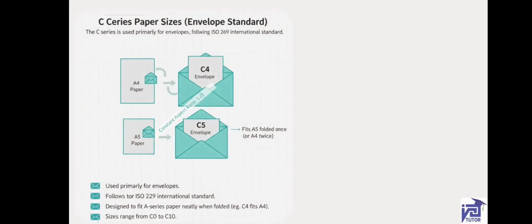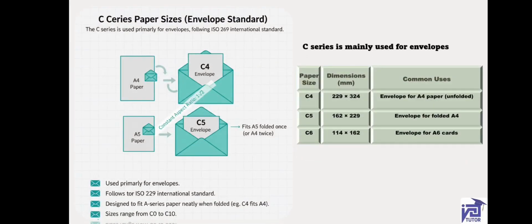C series. When you hear the word C, let the first thing that comes to your mind be enclosure or envelope. So C series paper sizes are usually the envelope standards. How do we mean? It also follows the ISO standard, ISO 269 international standard, so it's used primarily for envelopes. The C series is designed to fit A series paper neatly when folded.